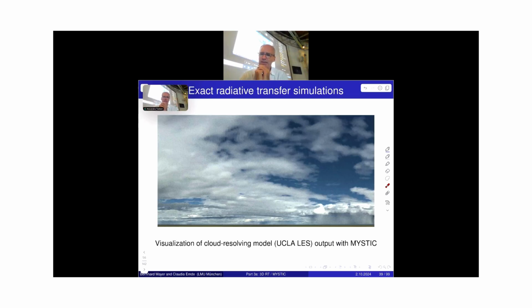But this can be done internally in libRadtran. If you specify as an output option RGB, red, green, blue, you can directly get this picture. So this is ray tracing. In principle, you can make movies with that.